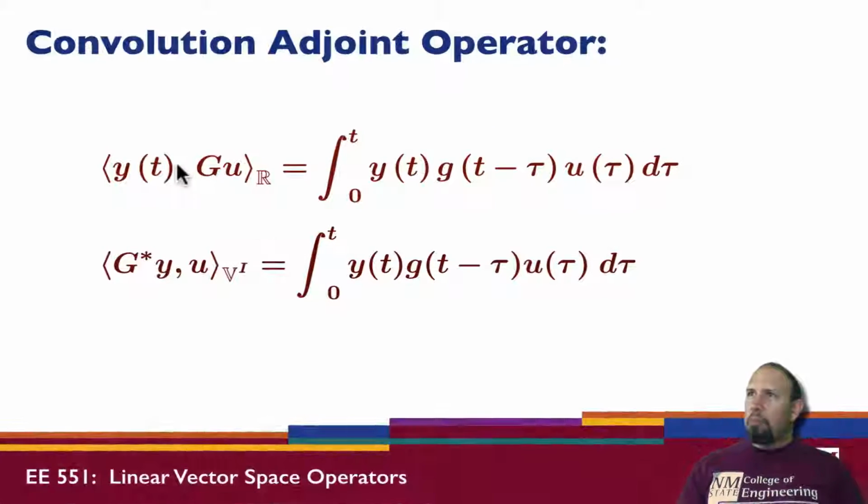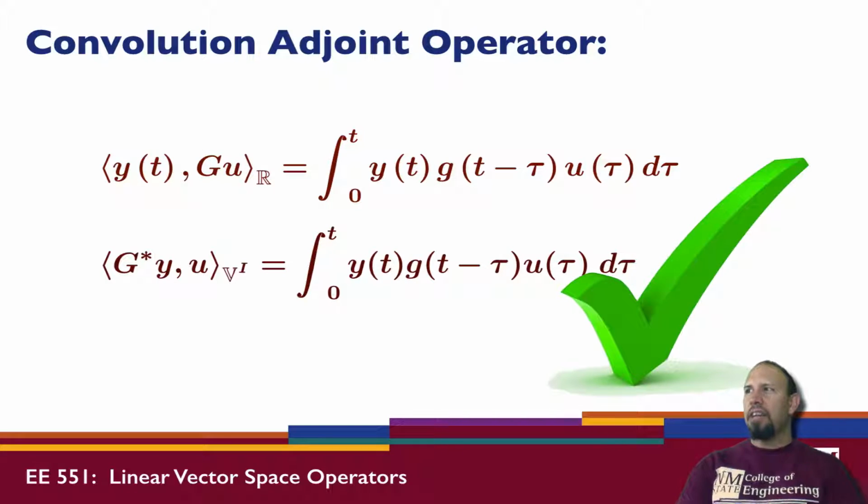And so when we actually compared the two inner products, the inner product on the input space and the inner product on the output space, we see these two are in fact equal to each other. And so we have effectively shown that that formula for the adjoint is actually the adjoint. So we've seen now how to work with functions that are much more complicated than just a simple matrix problem.